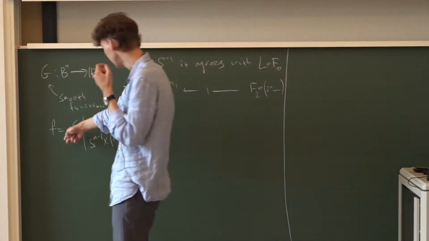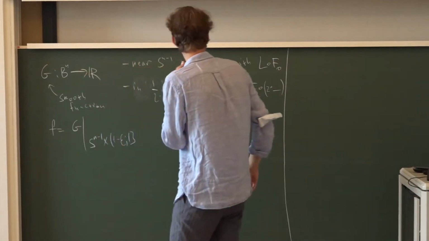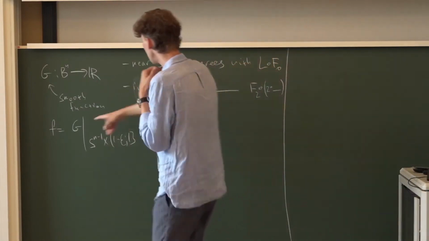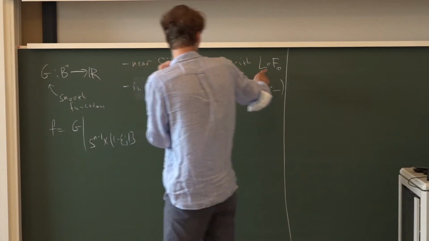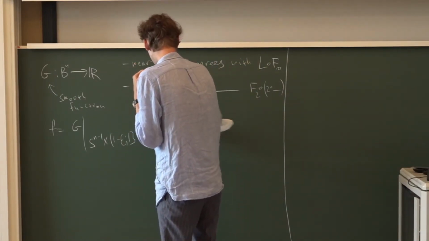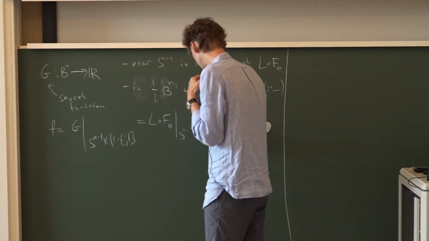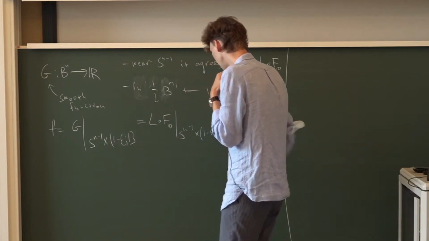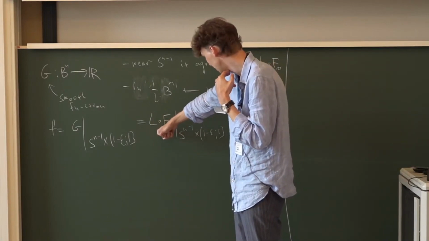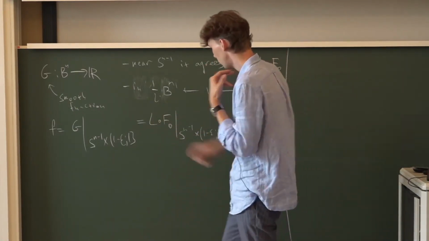And then if you take the extension of small f to be g, then it has index 2 at the origin. And as g agrees with, so it's the same thing as L composed with f0 near the boundary. And this function has the critical point of index 0 at the origin. So we are done.